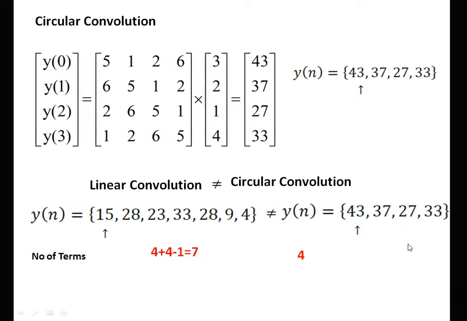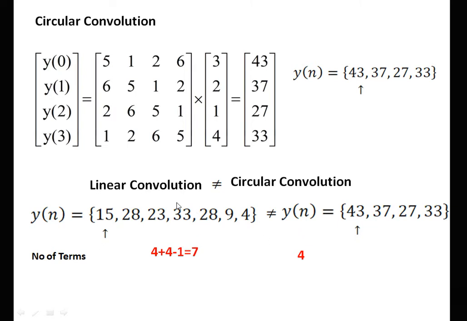Now we obtain the circular convolution. In circular convolution, the first signal 5, 6, 2, 1 is rotated in a circular fashion. This one comes here. Then 5, 6, 2, and 2 comes here. Then 1, 5, 6, and 6, 2, 1, 5. We multiply by the second signal and we get the resultant signal. The resultant signal contains only 4 terms. Therefore, the linear convolution contains 7 terms and the circular convolution contains 4 terms. So the results are not the same.